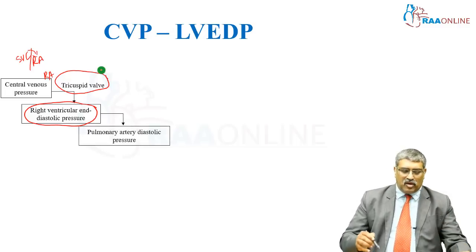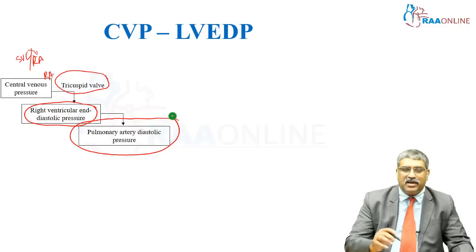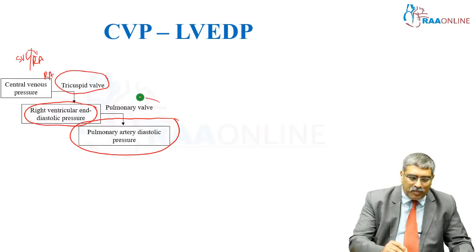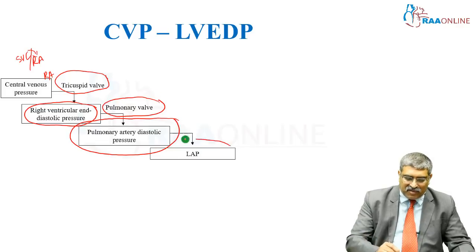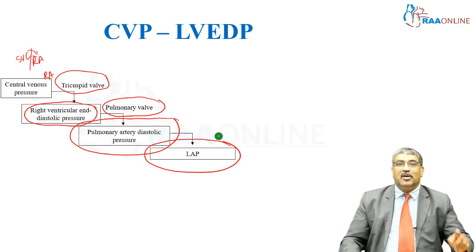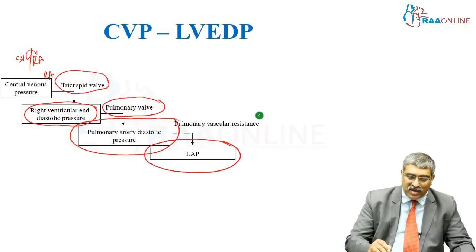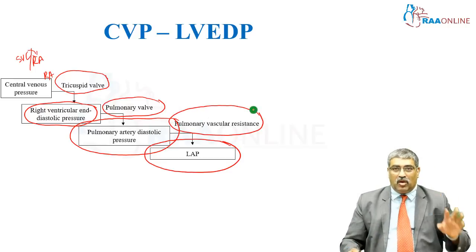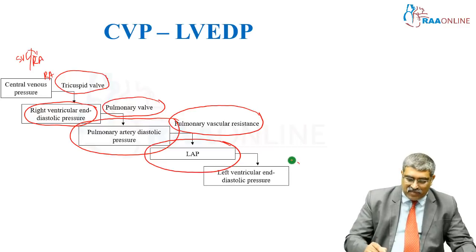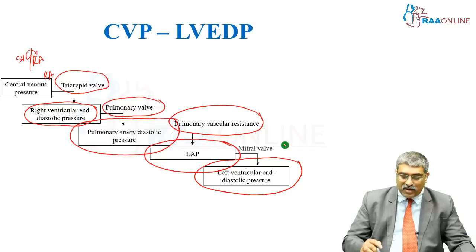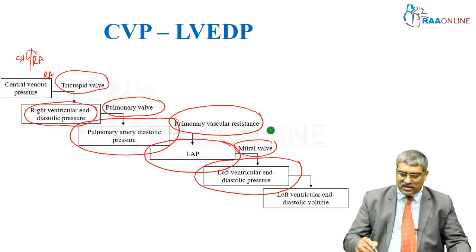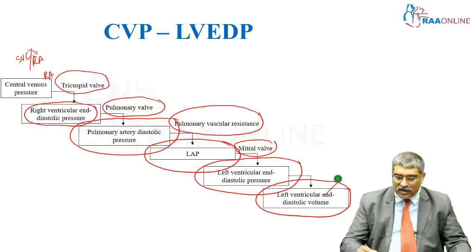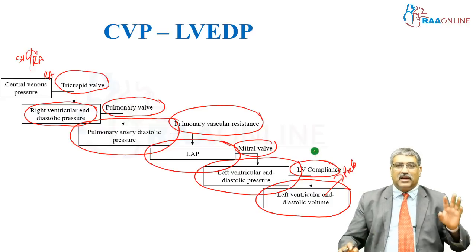This right ventricular end diastolic pressure will reflect the pulmonary artery diastolic pressure, provided your pulmonary valve is normal, and this pulmonary artery diastolic pressure will reflect the left atrial pressure, provided your pulmonary circulation and pulmonary vascular resistance are normal, and the LA pressure will reflect the left ventricular end diastolic pressure, provided your mitral valve is normal, and this left ventricular end diastolic pressure will reflect the left ventricular end diastolic volume, indirectly the preload, provided the compliance of the left ventricle is normal.